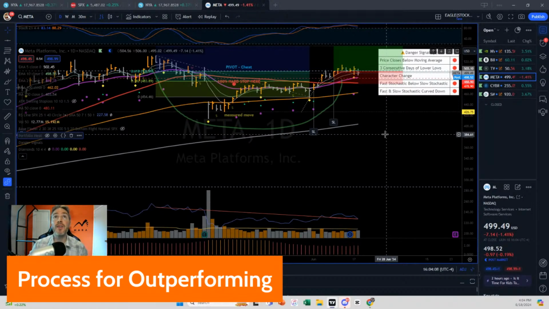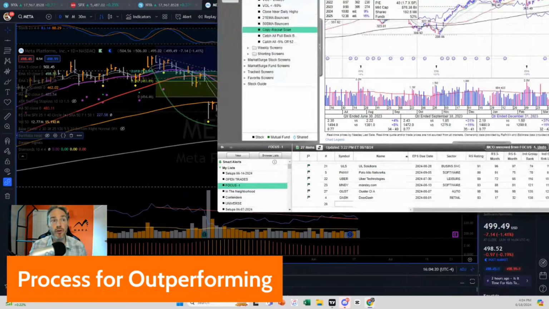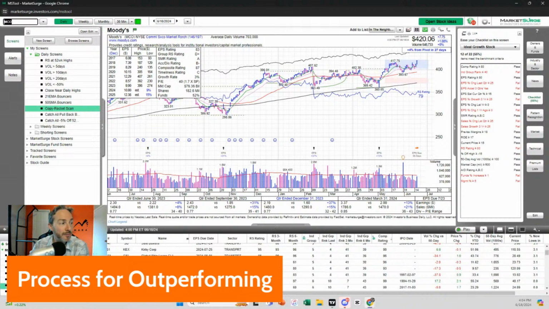Now, the first thing that I want to share with you is just a general screening process. So let's pull up Market Smith over here. Actually, it's MarketSurge. There's a bunch of screens that I'll run, and what I'll do is build a universe of all of the stocks that are the types that can move up very quickly. All the growth stocks. And I'll put it into this universe list. There's 360 names in here.